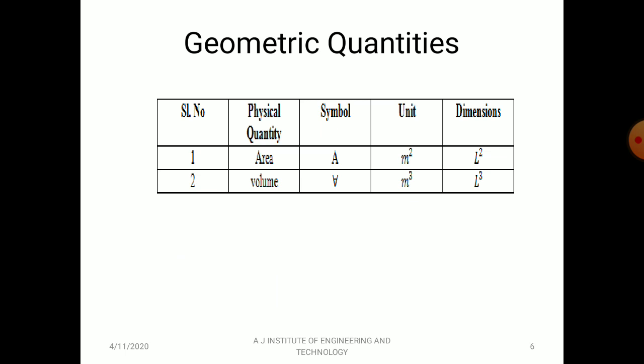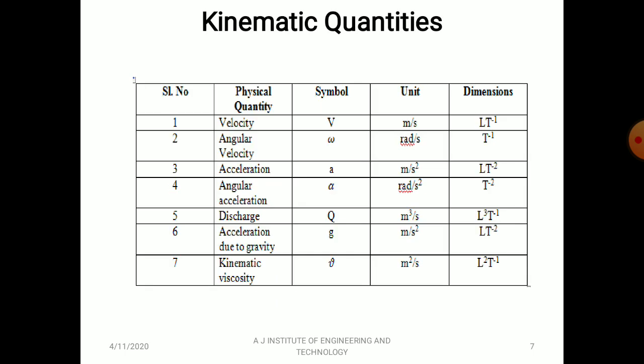Next, geometric quantities. There are two geometric quantities. As we all know, the first one is area, the second one is volume. So area is represented by capital letter A, unit is meter square. Meter is the SI unit of length, so in terms of dimension, it is L square. And volume, represented by capital V, unit is meter cube, so dimension becomes L cube.